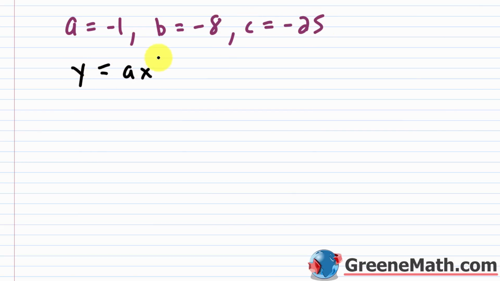So let me write this out. A is equal to negative 1, b is equal to negative 8, and c is equal to negative 25. Again, we have our model, y equals ax squared plus bx plus c.